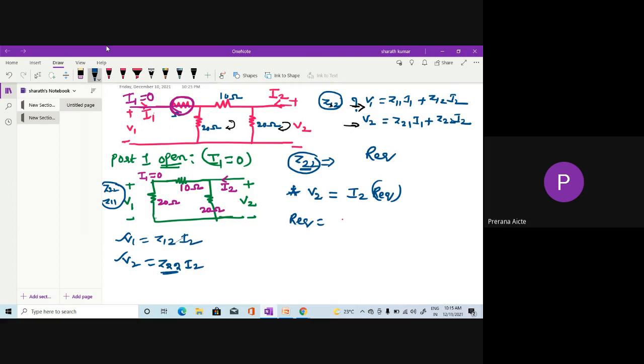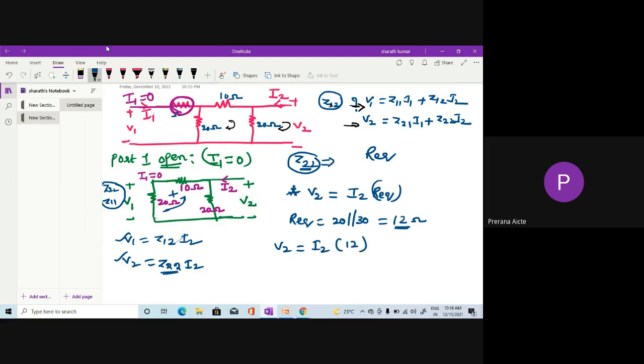We have the 20 ohm resistor in parallel with 20 plus 10, that is 30. 20 in parallel with this 30 gives 20 into 30 divided by 20 plus 30, which is 12 ohms. So R equivalent is equal to 12 ohm. Then V2 is equal to I2 into R equivalent, that is 12.